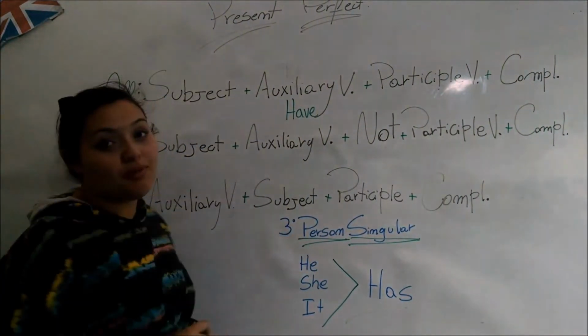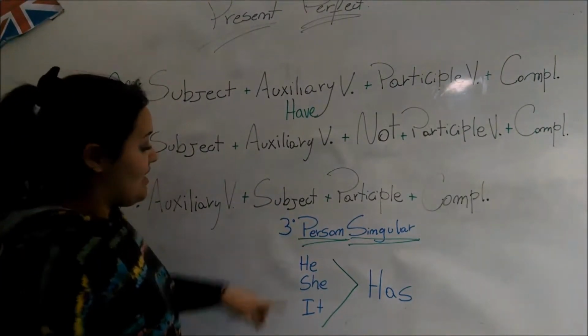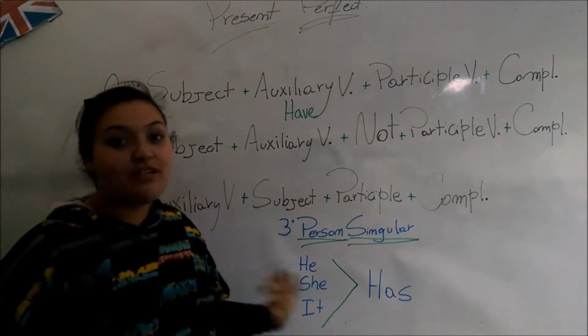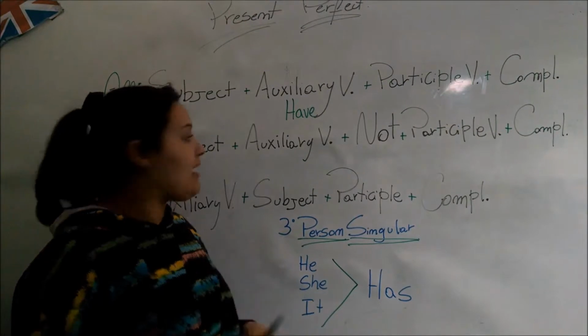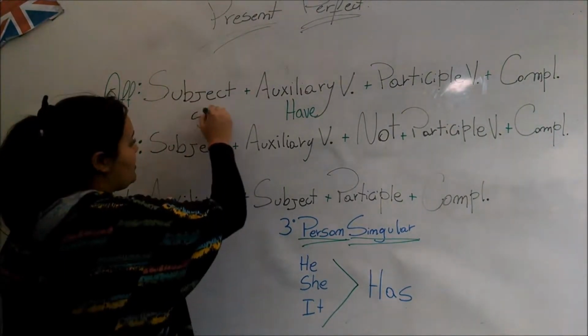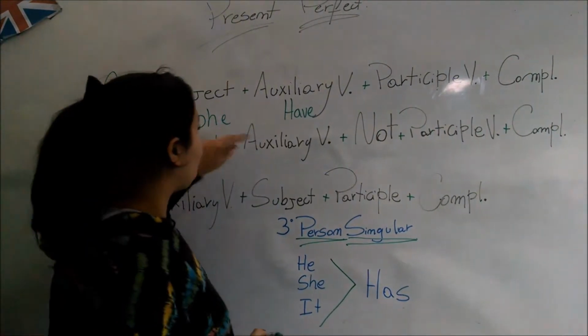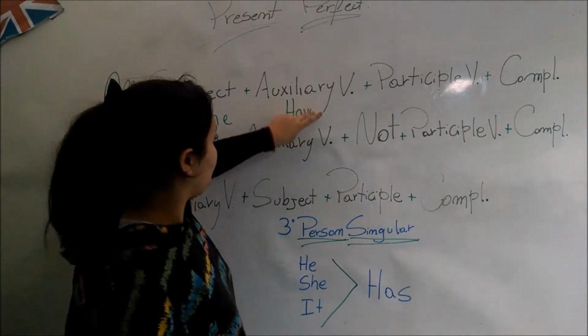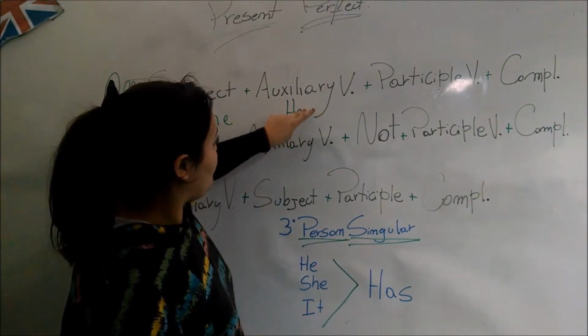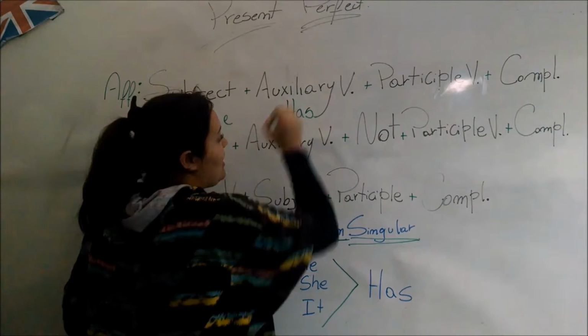In the case of the third person singular, that is he, she, or it, we use has instead of have. So if we have here she, we can't put have because of the rule. So we must put has.